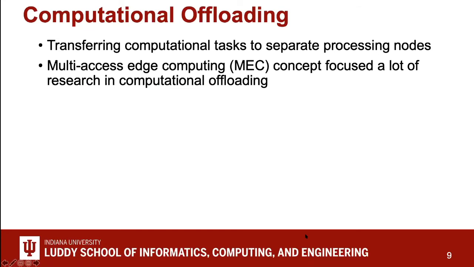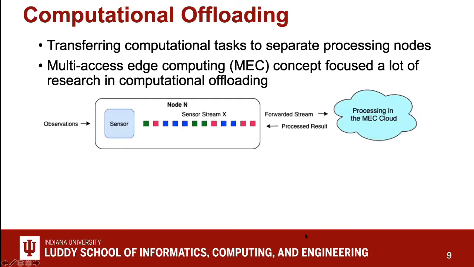One approach to alleviate this is what is called computational offloading. And that's essentially transferring computational tasks to separate processing nodes that ideally have more processing power. This concept has been popularized in 5G networks, multi-access edge computing, the MEC concept. And there's a lot of research done here. And essentially, this diagram explains it, that a node has a raw sensor stream, and it's going to forward that stream, typically in an MEC environment, it's only just one hop, so you're not overloading the network too much. And then the MEC is then feeding back the processed result to that node for whatever reason or whatever its use is.